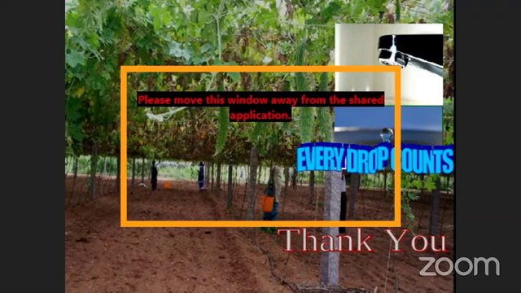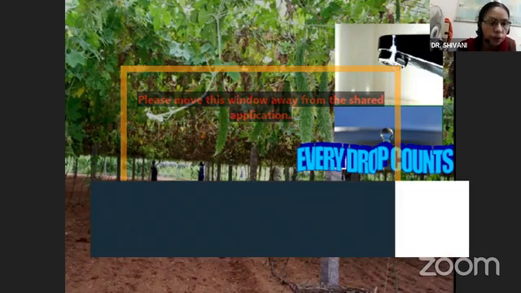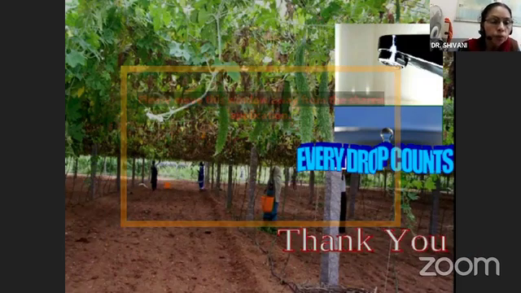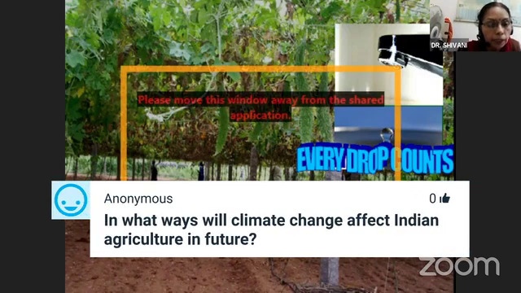In what ways will climate change affect Indian agriculture in future? Climate change, actually, as I took the example of wheat crop. Wheat which you used to sow in the month of November or in the last week of October, now as the temperature is rising, the temperature for germinating wheat seeds is also shifting from October to the second fortnight of November.